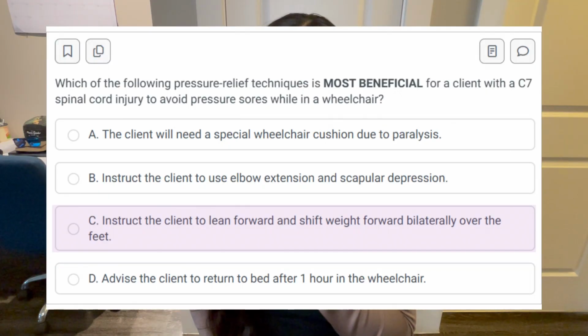So you want to make sure someone with a spinal cord injury is still as active as possible. So we're going to leave this as an option as well. Next, we have option C. Instruct the client to lean forward and shift weight forward bilaterally and over the feet.